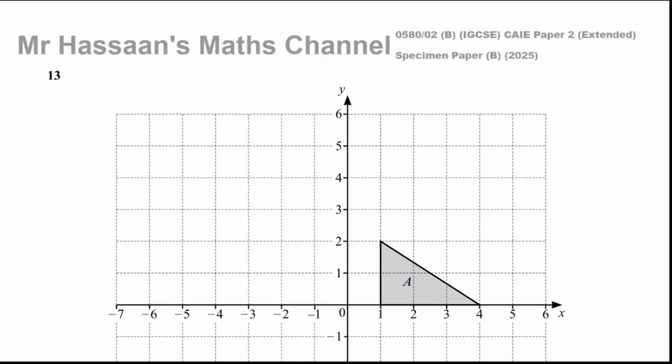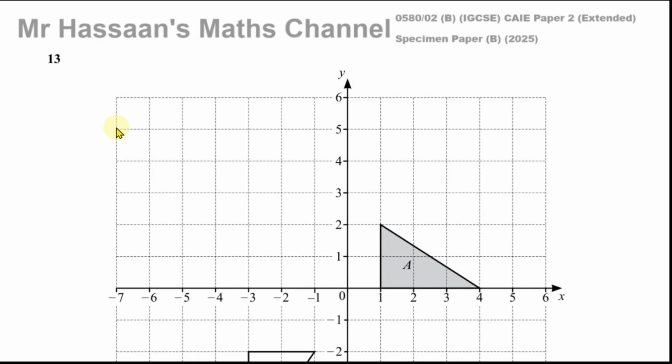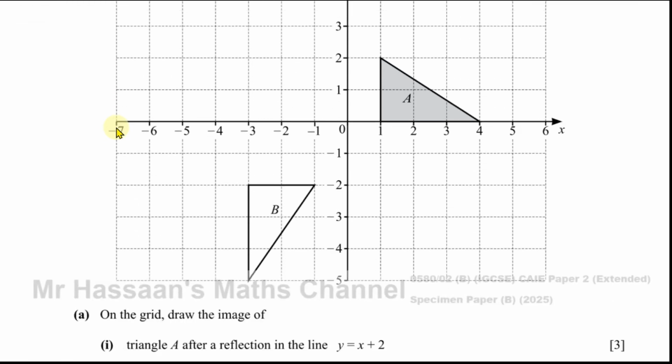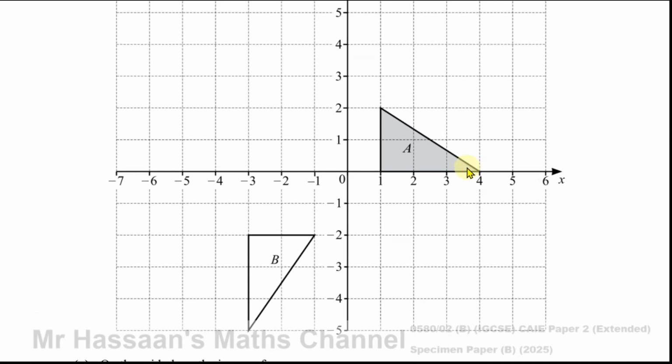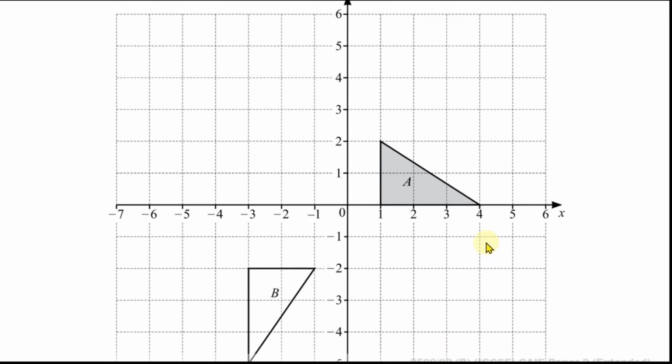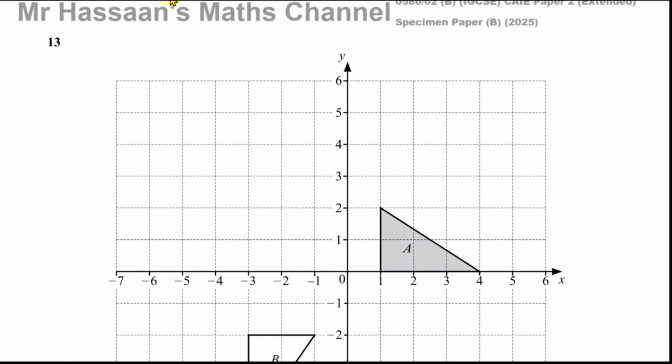Question number 13 here is about transformations, and it says on the grid, draw the image of triangle A after a reflection in the line y equals x plus 2. So we're going to take this shaded triangle A and reflect it in the line y equals x plus 2. The first thing we need to know is how to draw the line y equals x plus 2.